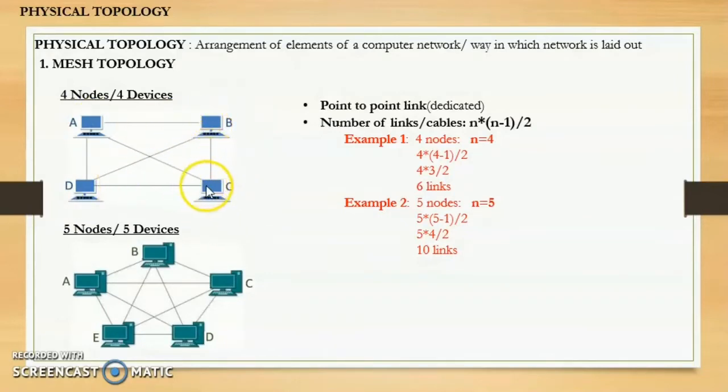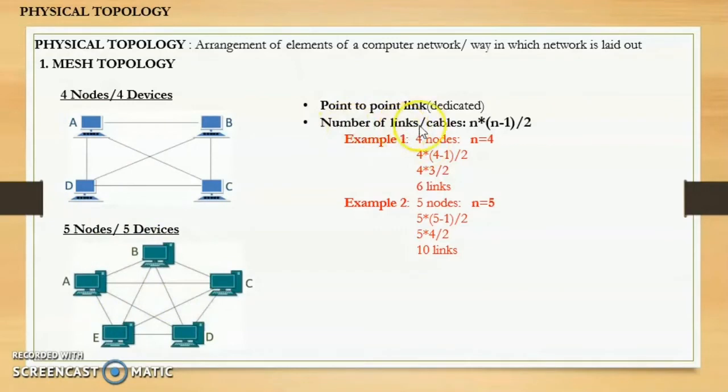Similarly, this device C has a point-to-point link to B, A and D. And in the same way, this device D is also connected to A, B and C. So in this figure also, all devices are connected using point-to-point links.